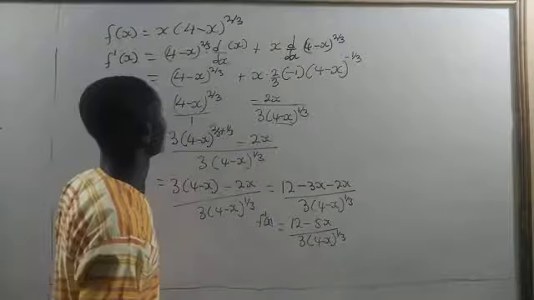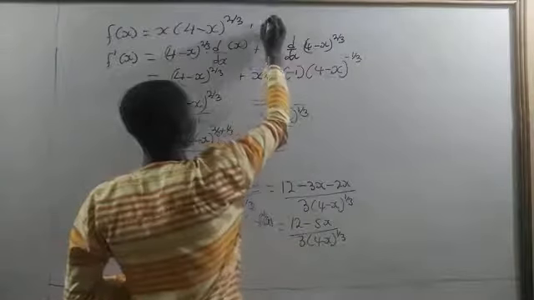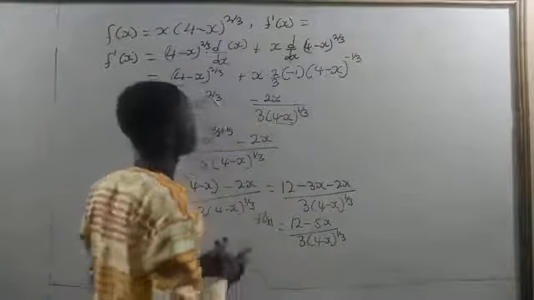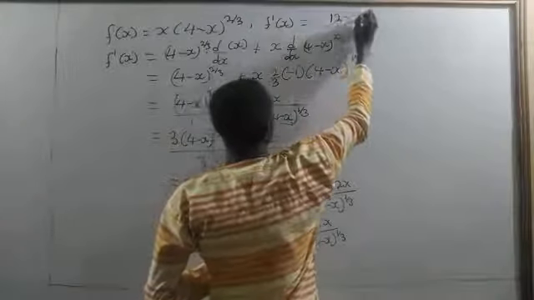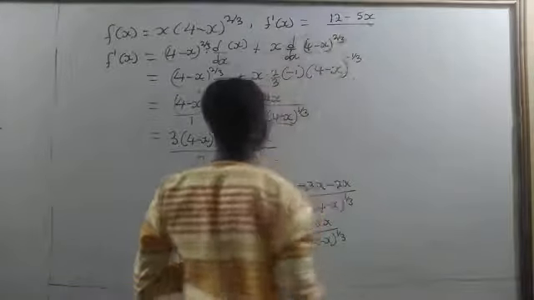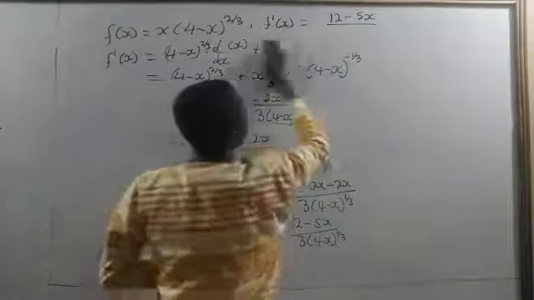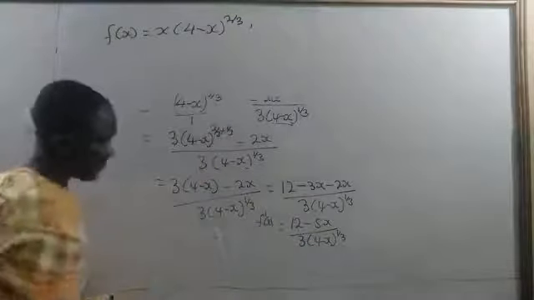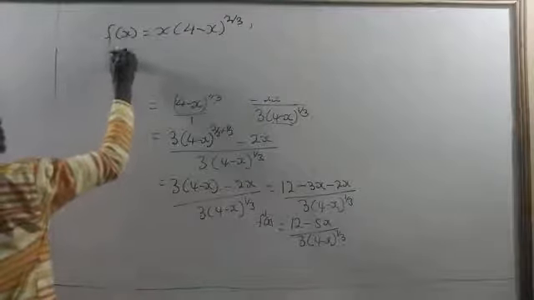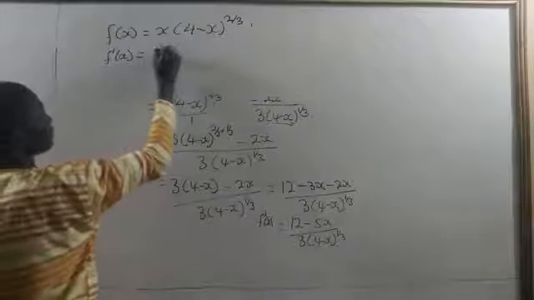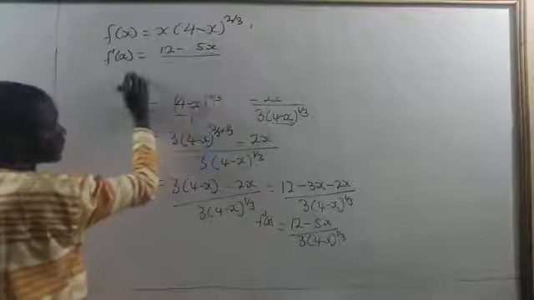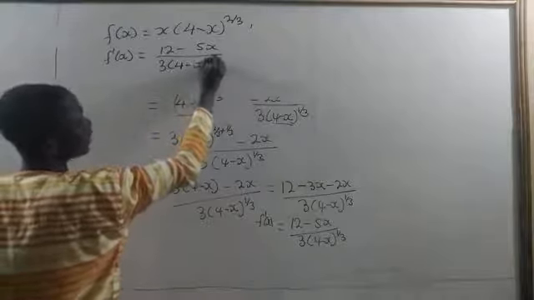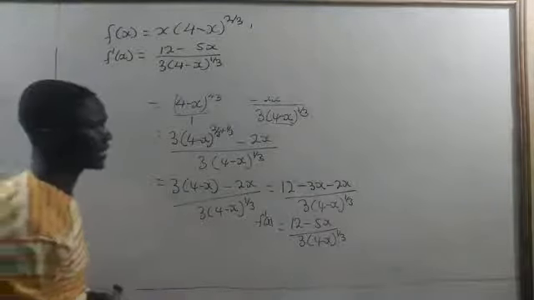So let's put the first derivative down here. We have f prime of x equal to (12 minus 5x) all divided by 3 times (4 minus x)^(1/3). Now let's find the second derivative.